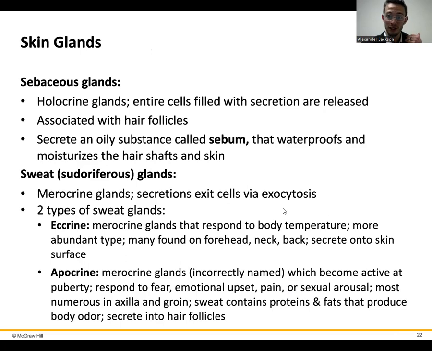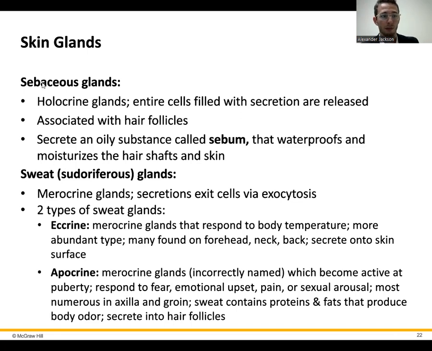Awesome. So now we're into the glands. These are all exocrine glands, which means they secrete some fluid out of the body. In this case, it's going to be secreting fluid either into the hair follicle or out onto the skin. Both of them are on the outside of your cells, so they're exocrine glands.